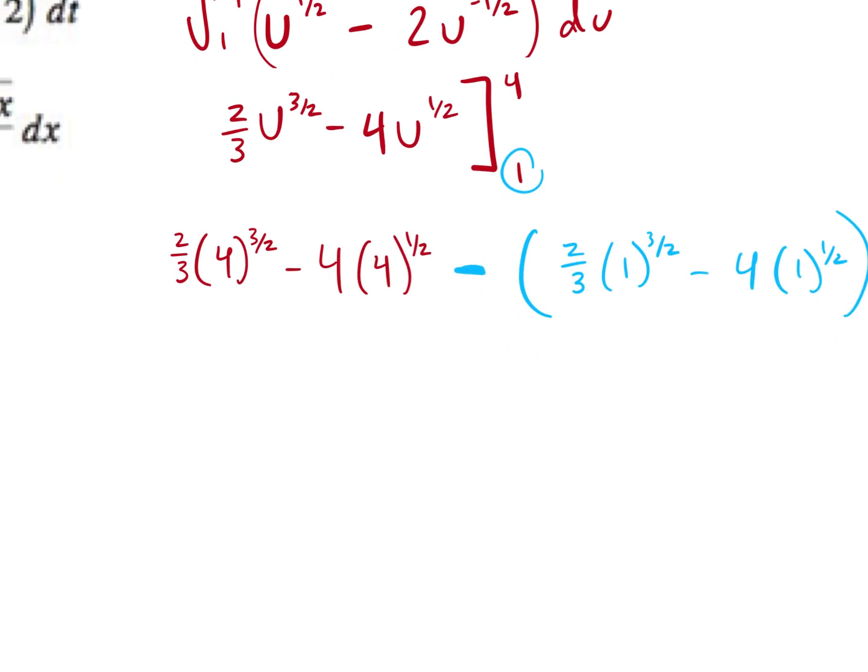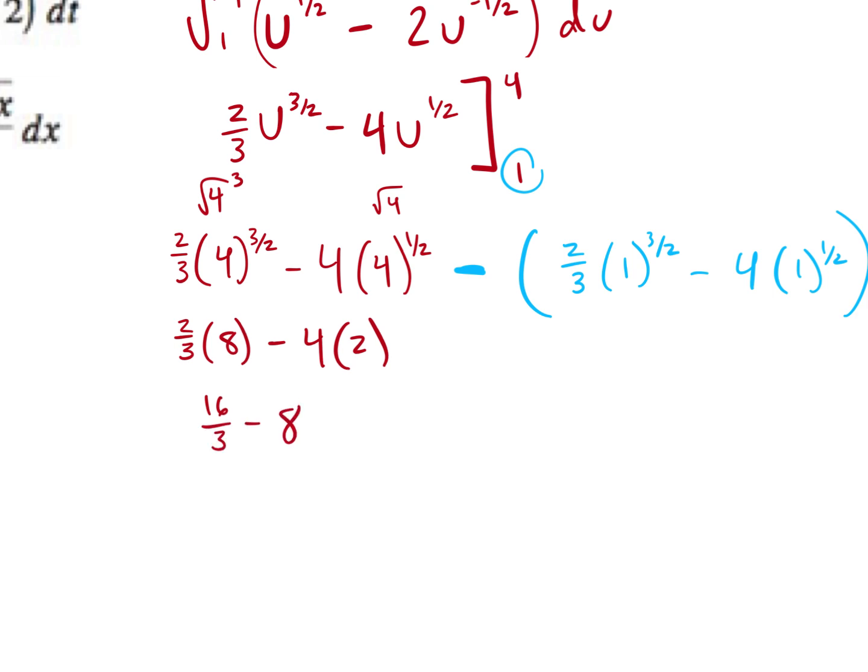So from here, just be careful with the math. 4 to the 3/2 power is like saying the square root of 4 cubed. The denominator is your index of the radical. So this is just the square root of 4 cubed. The square root of 4 would be 2. 2 cubed would be 8. So we get 2/3 times 8 minus 4 times 4 to the 1/2 power. This is like saying the square root of 4. Square root of 4 is 2, so 4 times 2, well, this would be 8. Then we'll simplify here. So we get 16 over 3 minus 8.